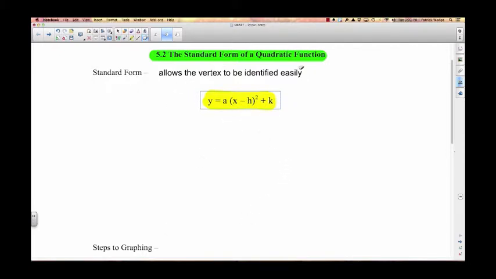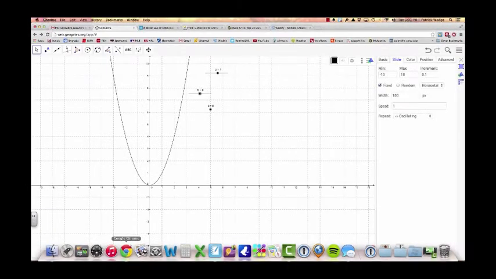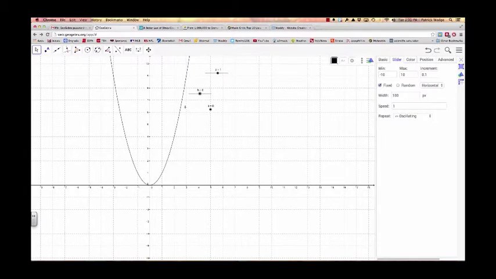The first thing we're going to look for is the h. What does the h do to the mother function? So let's go to this. This is the mother function right here. And we're going to look at what the h does. So I'm going to move this slider. Right now h is 0, like we said. I'm going to move this slider, and we're going to see what happens as I change that number.